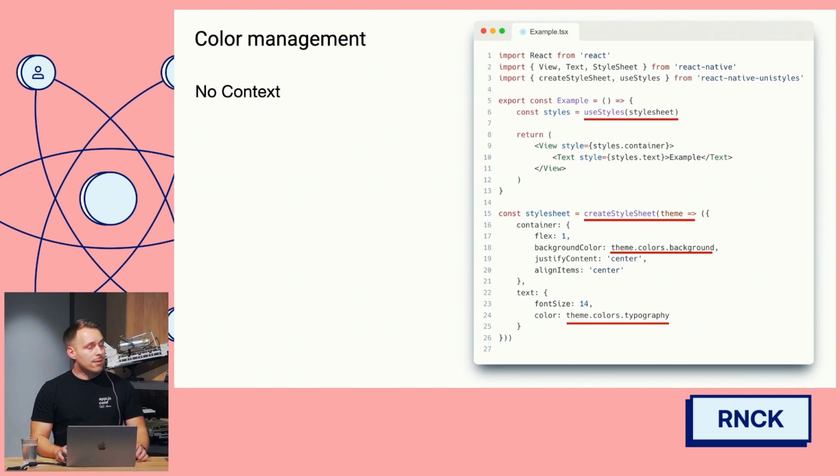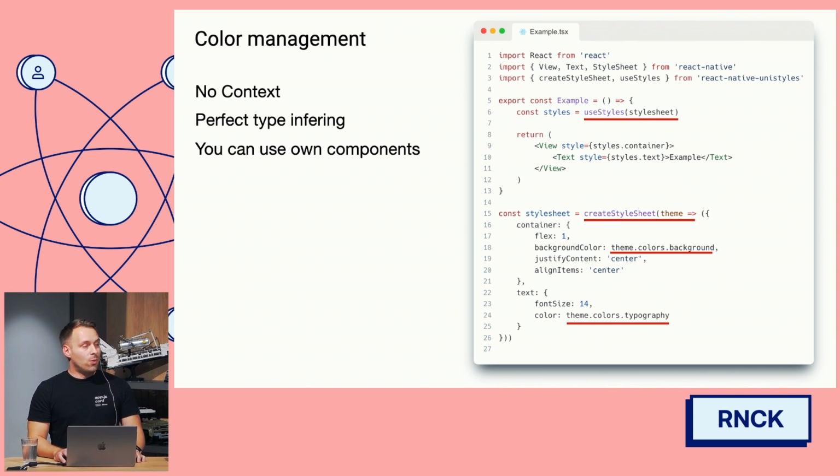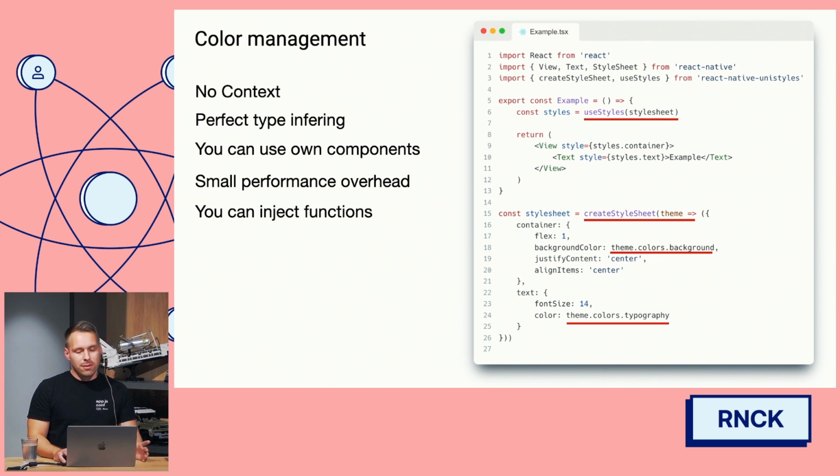There is no context. I didn't add any provider. There is perfect type inferring. There was no issue about TypeScript whatsoever in version 2.0. You can use your own components, and that was the most important part for me. There is no Unistyles View, Unistyles Text, and so on. You are using React Native components. There is only a small performance overhead. You can inject functions, I will show it later, and there is auto-memoization. You don't need to worry about it.